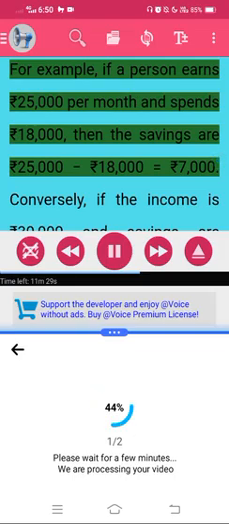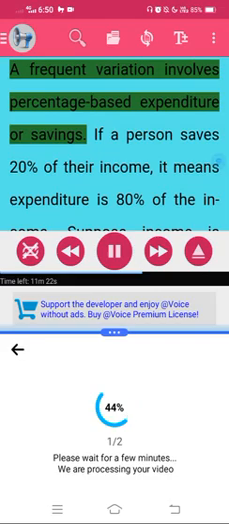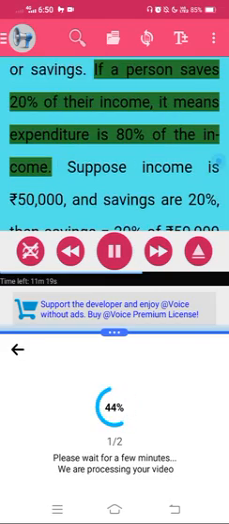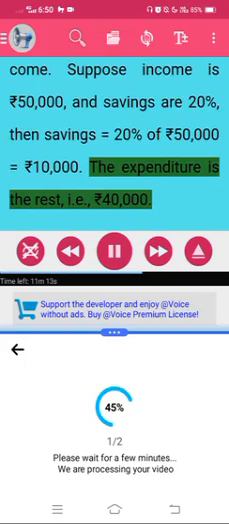For example, if a person earns 25,000 rupees per month and spends 18,000 rupees, then the savings are 25,000 rupees minus 18,000 rupees equals 7,000 rupees. Conversely, if the income is 30,000 rupees and savings are 6,000 rupees, then the expenditure must be 24,000 rupees. A frequent variation involves percentage-based expenditure or savings. If a person saves 20% of their income, it means expenditure is 80% of the income. Suppose income is 50,000 rupees and savings are 20%, then savings equals 20% of 50,000 rupees equals 10,000 rupees. The expenditure is the rest, i.e., 40,000 rupees.